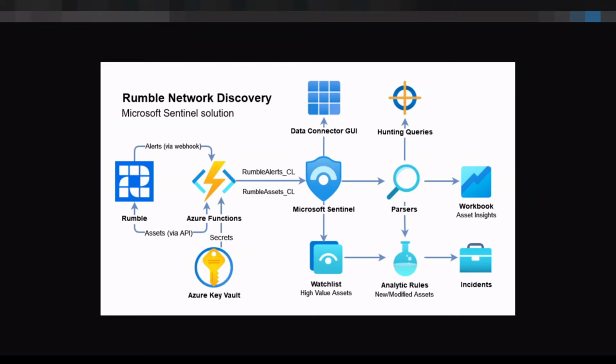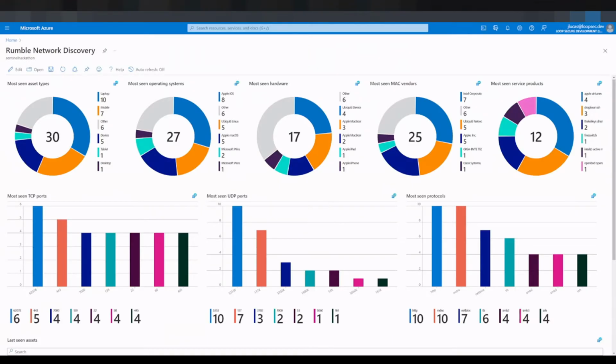Once the data has been retrieved from Rumble, it is sent to Microsoft Sentinel via the Log Analytics Data Collector API, where parsers are used to filter and manipulate the raw data received from Rumble so that it's usable. This data is then used by a workbook to monitor and provide insights into the environment, hunting queries to investigate the data in more depth, such as determining remote services that might be abused by an attacker for lateral movement, and lastly, analytics rules, which are configured to fire incidents when new assets are discovered on the network or high-value assets have been modified.